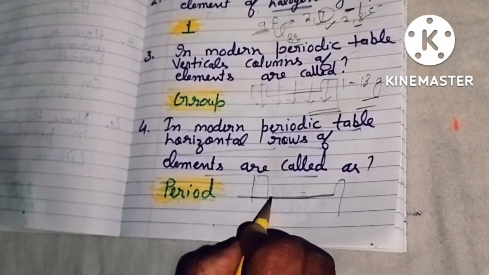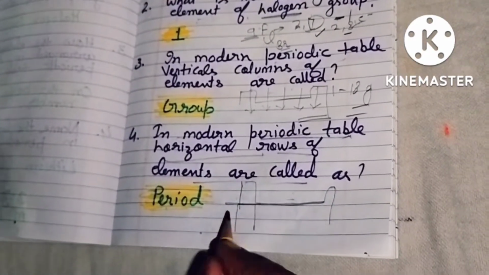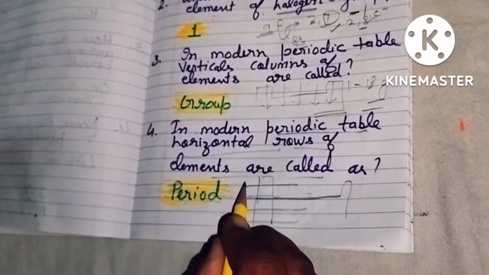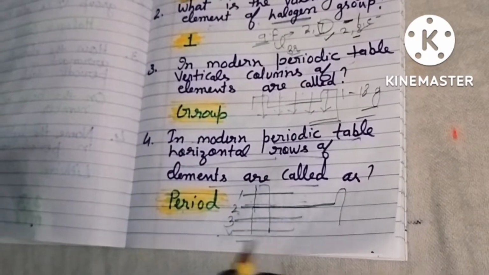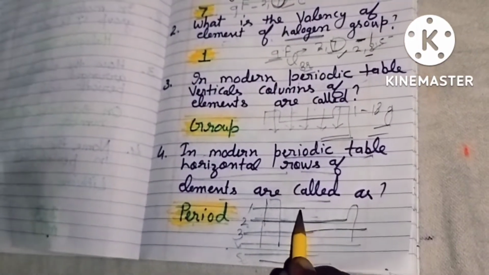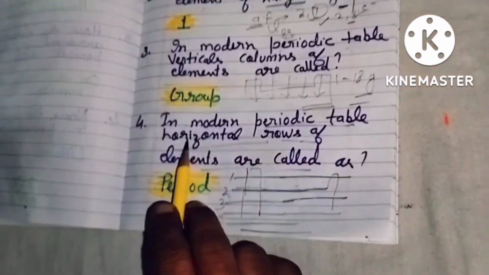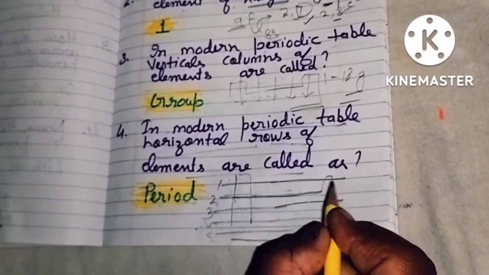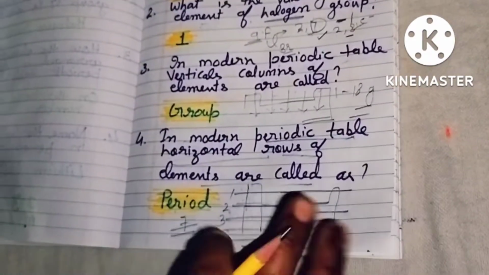In the periodic table, we know there are 7 periods: 1, 2, 3, 4, 5, 6, 7. These are the horizontal rows, and each horizontal row is called a period. There are 7 periods in the periodic table.